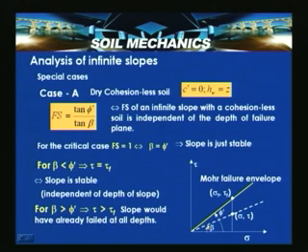So, for beta less than phi dash, tau is less than tau f, the slope is stable independent of the depth of the slope. For beta greater than phi dash, tau is greater than tau f, that means the slope would have already failed at all depths.